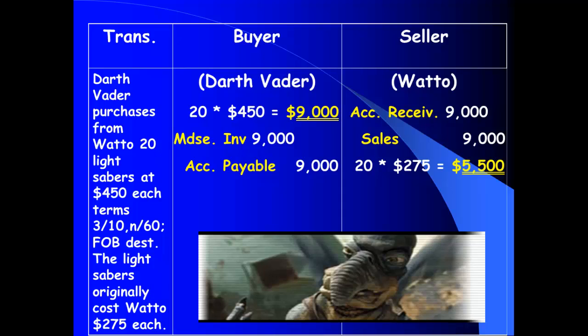But when I sell the inventory, it becomes what to me? An expense, and my expense of cost of goods sold goes up with a debit. So debit accounts receivable to make the asset go up, credit sales to make revenue go up, debit cost of goods sold to make the expense go up, credit merchandise inventory to make the asset go down. The buyer has more inventory, the seller's got to have less. The buyer has more accounts payable, the seller has more accounts receivable.